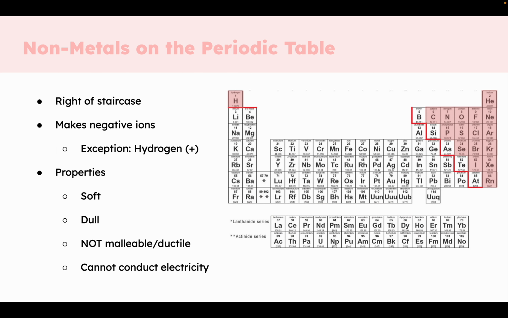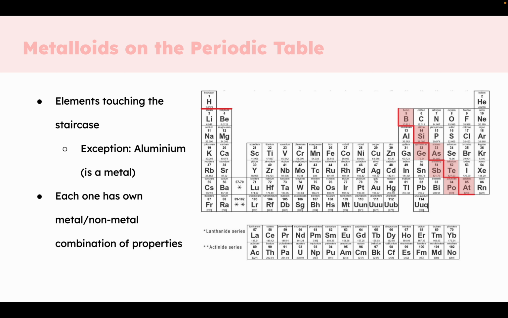The non-metals are on the right side of the staircase, and they make negative ions. The exception is hydrogen, which you can see right here, and hydrogen makes positive ions. Their properties are that they are soft, dull, not malleable or ductile, and cannot conduct electricity.